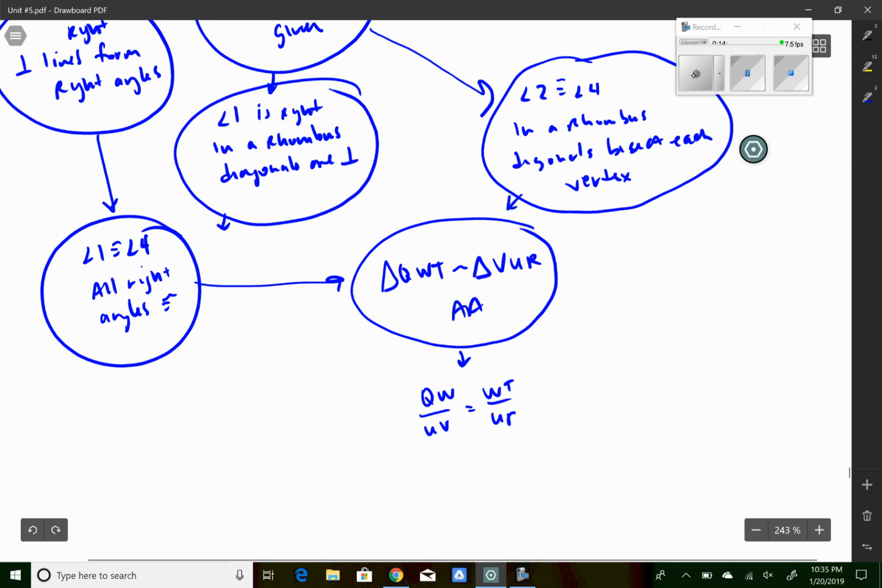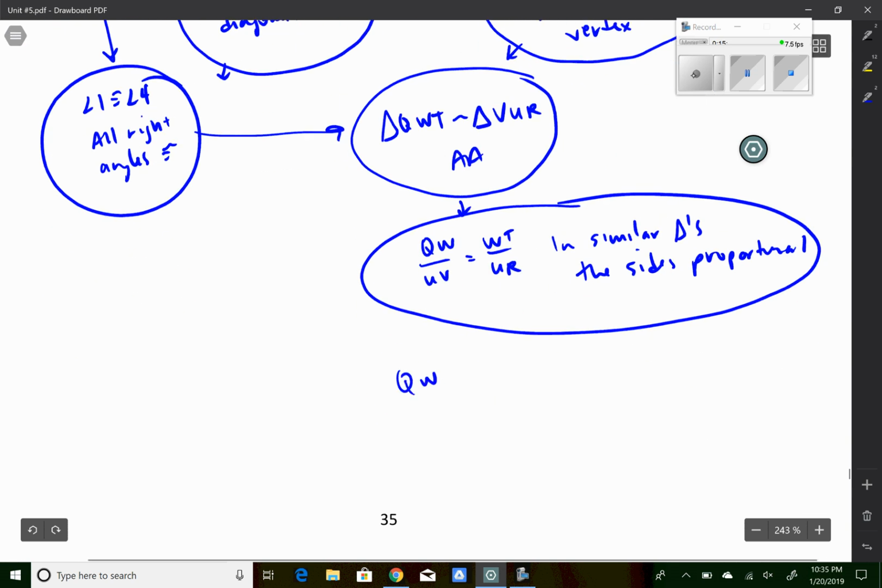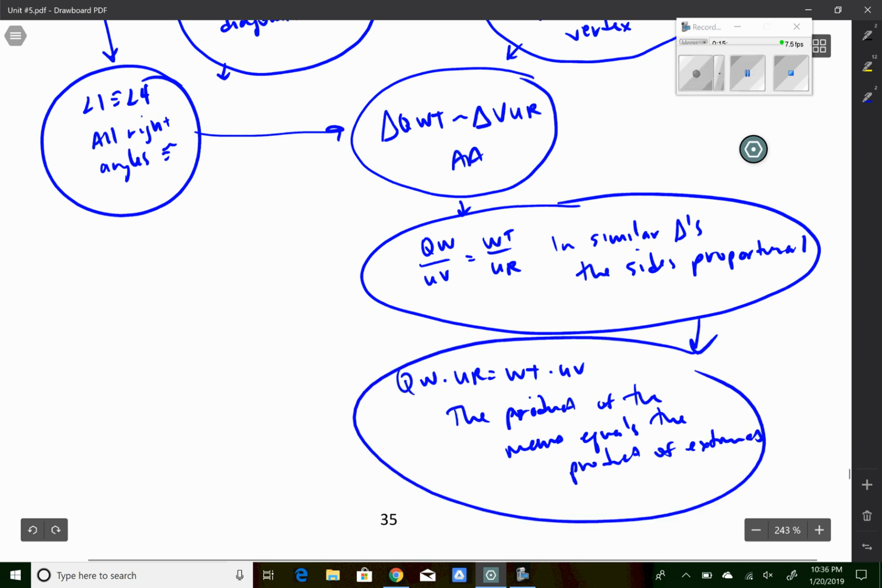Make sure I don't make a mistake that time. And we could say in similar triangles, the sides are proportional. And because I know that, I can then say that QW times UR is equal to WT times UV, because the product of the means equals the product of extremes. There's your proof.